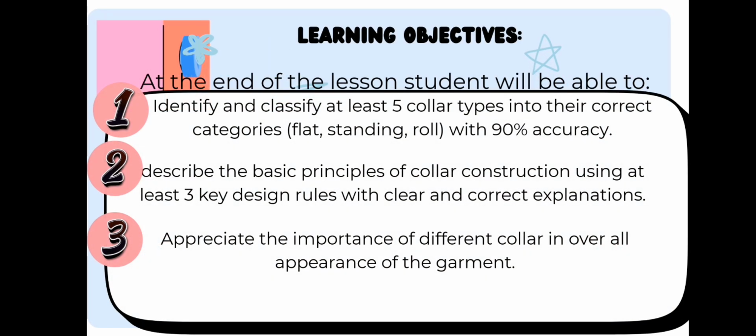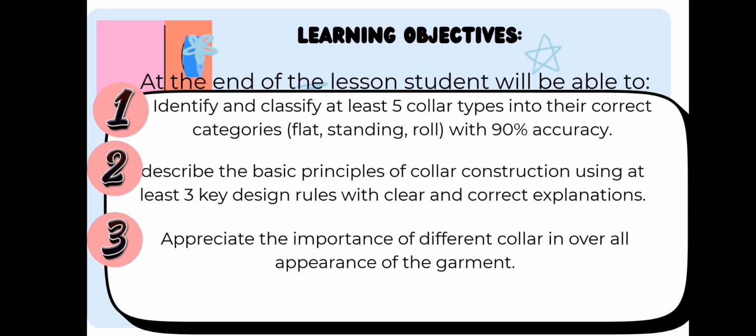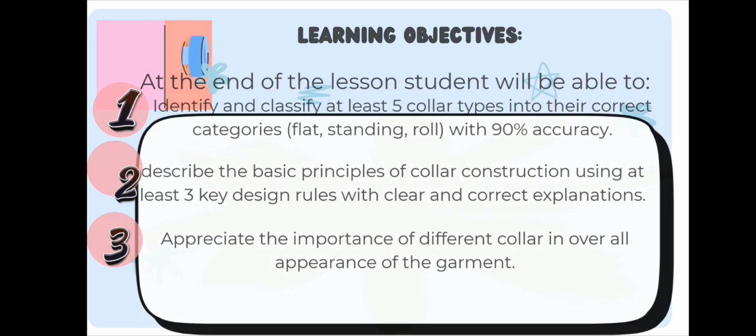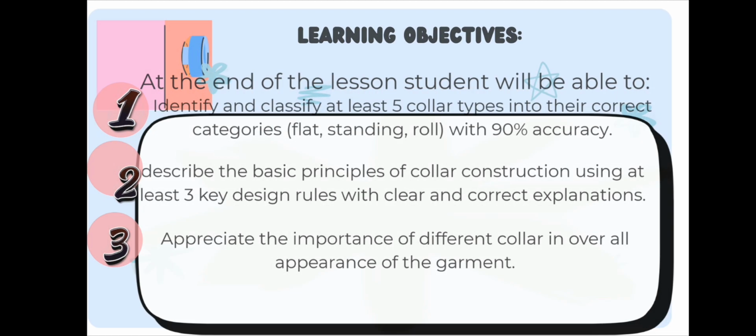At the end of the lesson, students will be able to identify and classify at least 5 collar types into their correct categories. It includes flat, standing, and roll with 90% accuracy. Describe the basic principles of collar construction using at least 3 design rules with clear and correct explanation. And lastly, appreciate the importance of different collars in the overall appearance of the garment. So I hope that we positively attain these objectives at the end of our session.